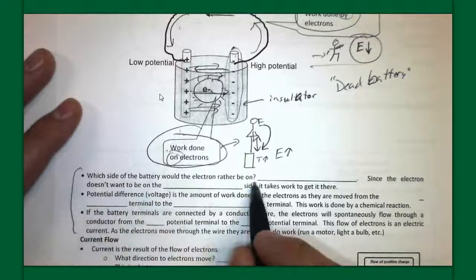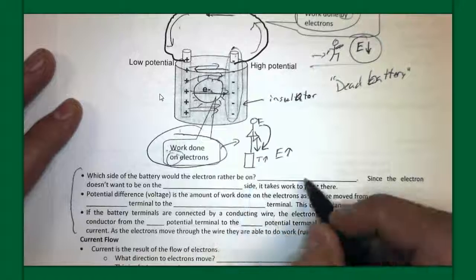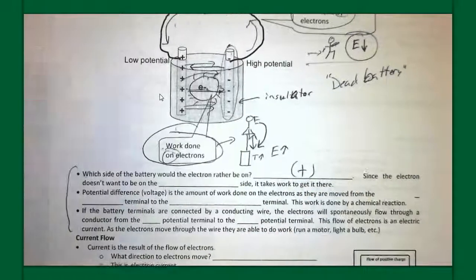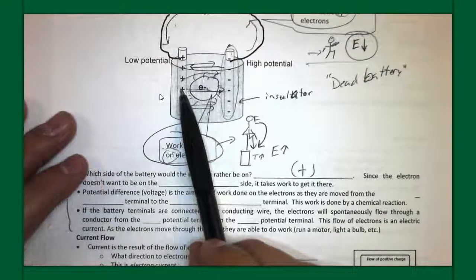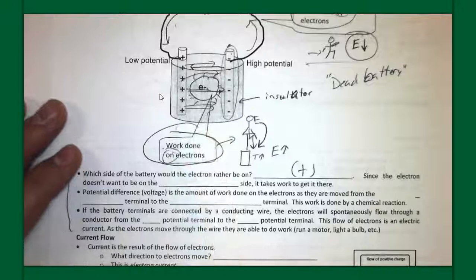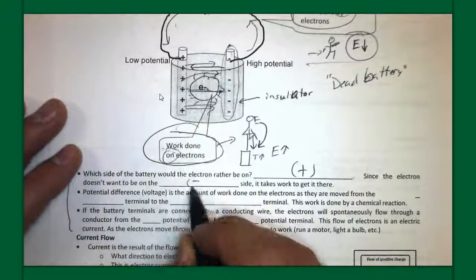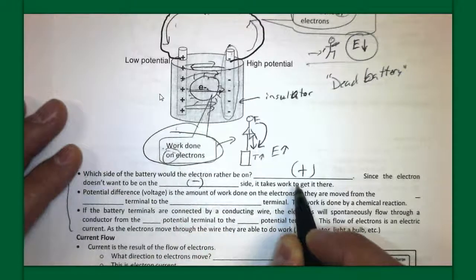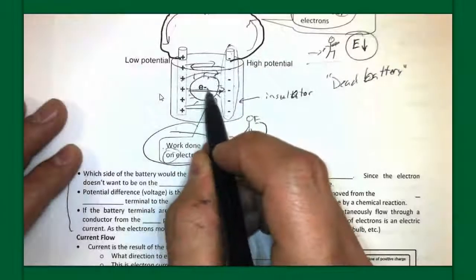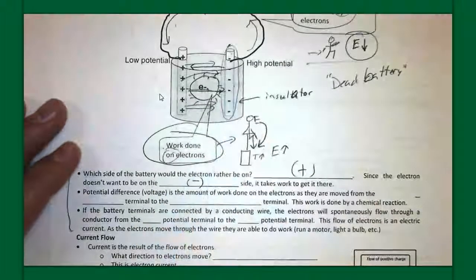Which side of the battery does the electron want to be on? Well, the electron would rather be on the positive side if it could quote-unquote choose. Not like the electron has a choice in the matter, but electrons are attracted to positive charges, so it would rather be over here. That's what naturally would occur. Since the electron doesn't want to be on the negative side, it takes work to get it there. The work done on the electrons is done by the chemical reaction, which takes the electrons over here.